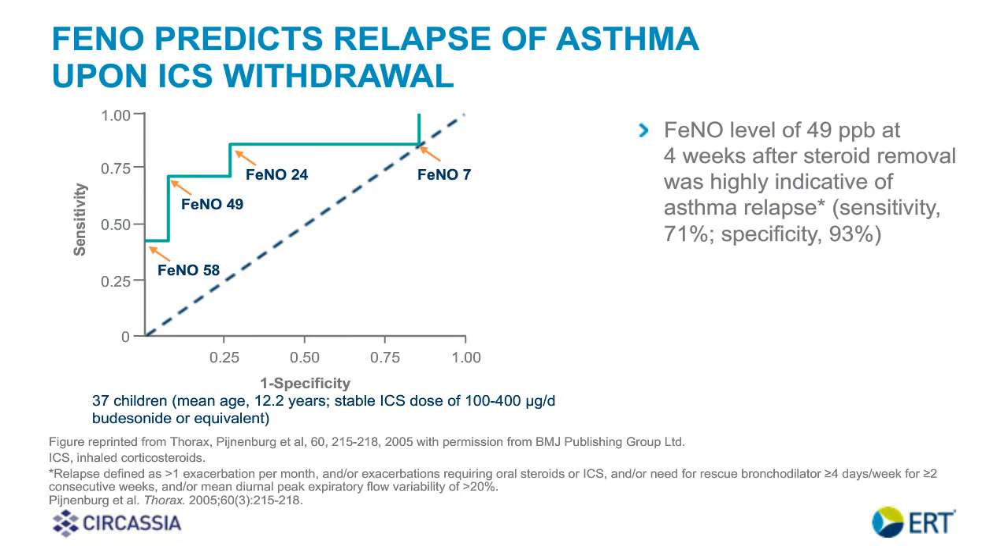One other area that FeNO may help you with is predicting relapse of asthma upon inhaled corticosteroid withdrawal. In this study, patients were withdrawn from steroids and their FeNO was followed, so we can assess the sensitivity and specificity and find a particular level of FeNO which predicts a future exacerbation and a future relapse. You can see here, based on this study, that a FeNO level of 49, which was at 4 weeks after steroid withdrawal, was highly indicative of an asthma relapse, with a sensitivity of 71% and specificity of 93%.